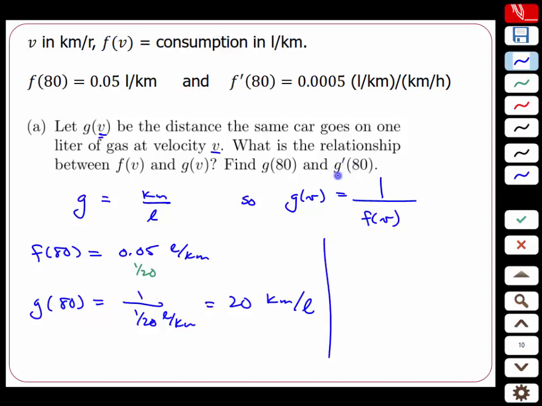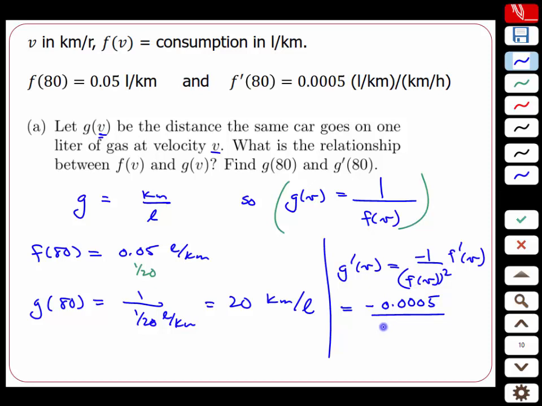What's also interesting is if we look at g prime of 80, and we can calculate that, starting with this relationship here, we can take the derivative of both sides and get g prime of v, which is going to be the derivative of 1 over f of v, or negative 1 over f of v squared, times f prime of v from the chain rule. This is f of v to the negative 1, so we get negative 1, that to the negative 2, times the derivative. If we fill in the blanks, we're going to have negative 0.0005 over 0.05 squared.